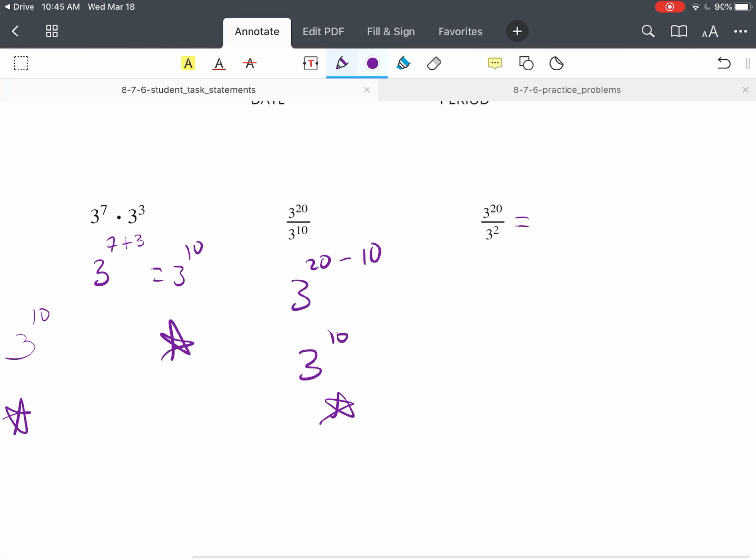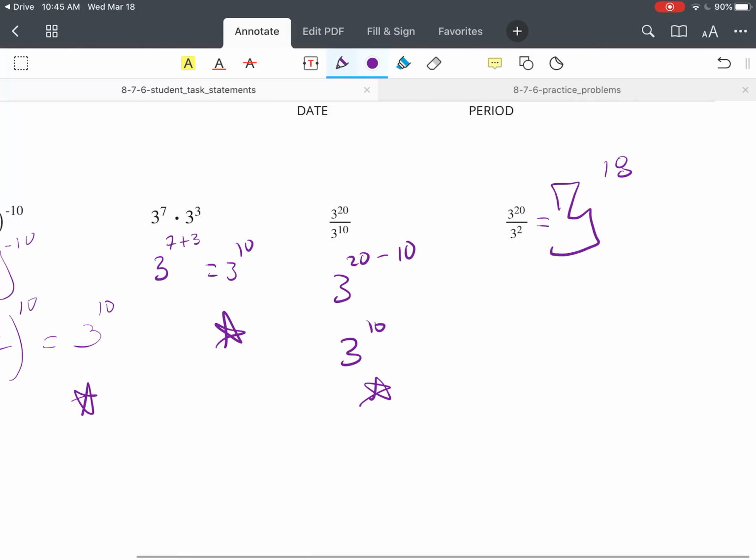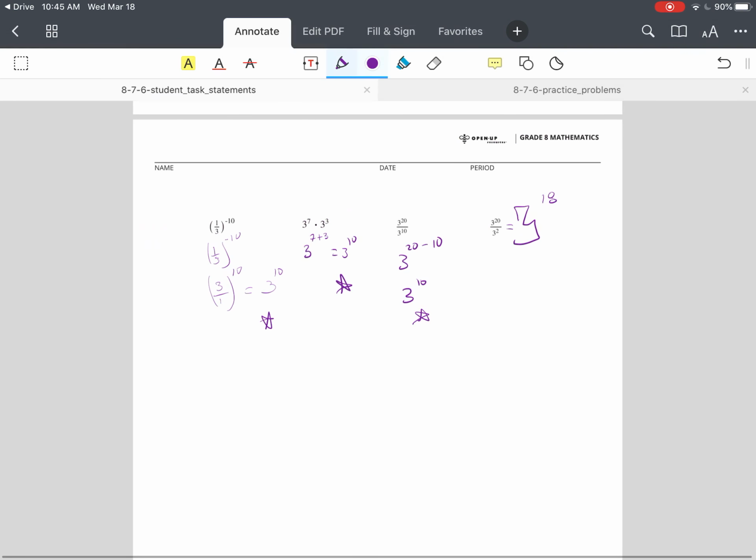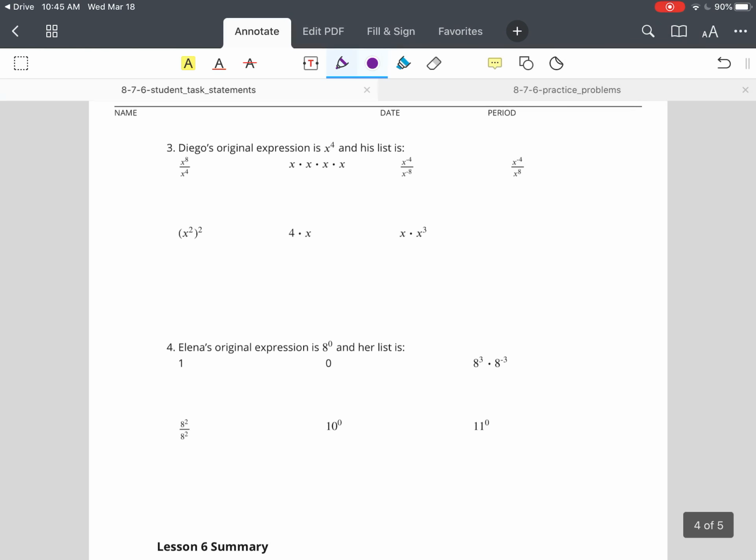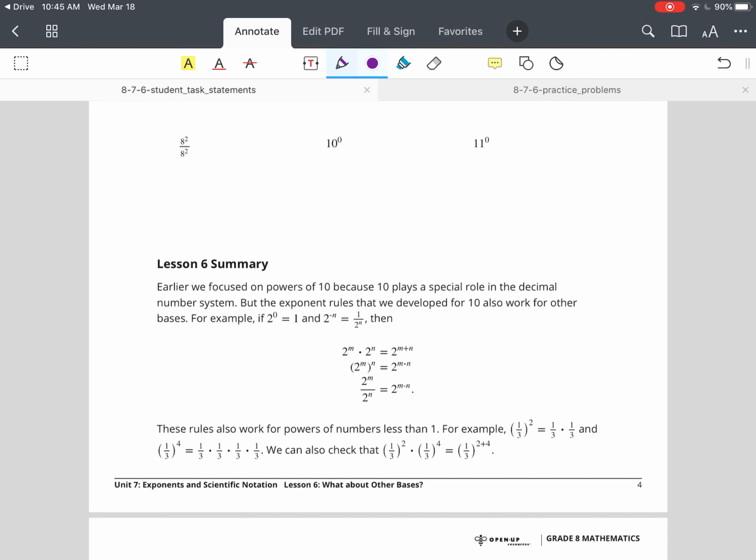And what is this going to be? That's supposed to be a 3 to the 18th. Since we're dividing, we subtract the exponents, so 20 minus 2 is 18. Now, if you want to go above and beyond and test your knowledge, you can do these, okay?